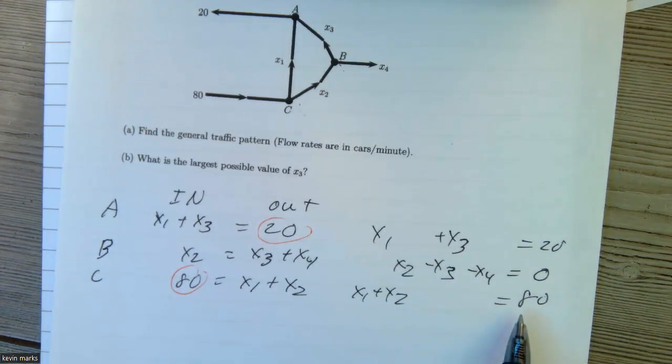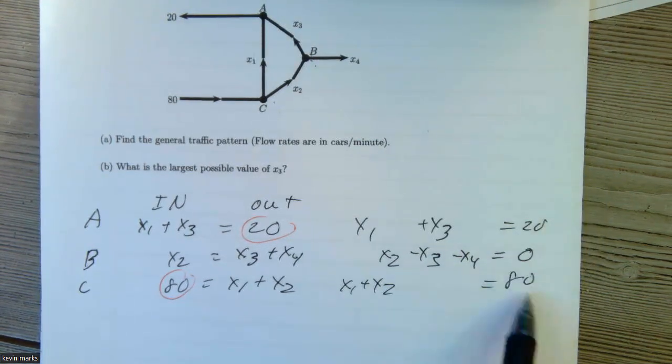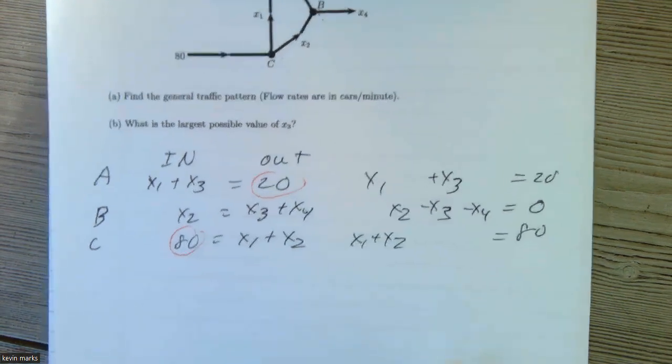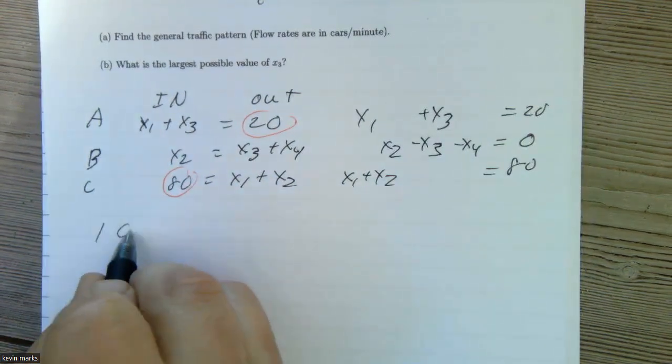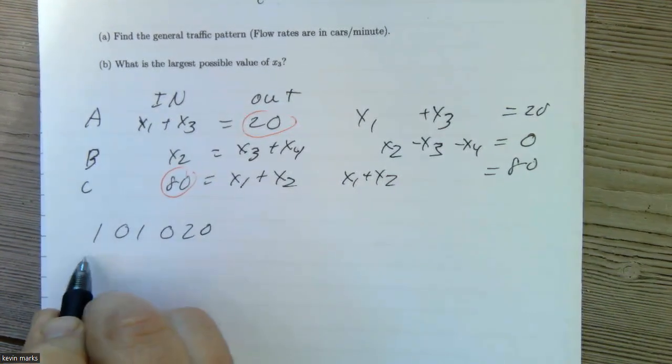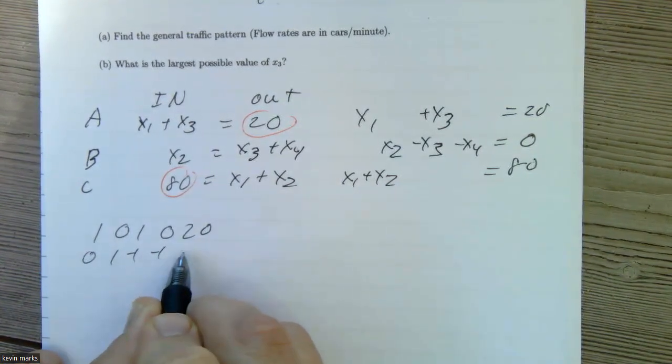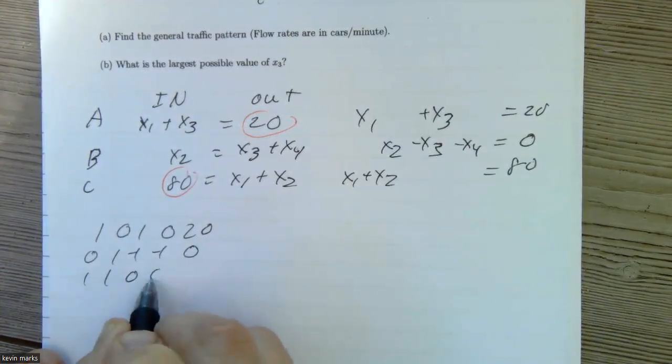So this particular one is a non-homogeneous system because you do indeed have a constant here, right? But it's basically the same. You set up a matrix, right? So it's going to be 1, 0, 1, 0, 20, right? 0, 1, -1, -1, 0, 1, 1, 0, 0, 80, right?